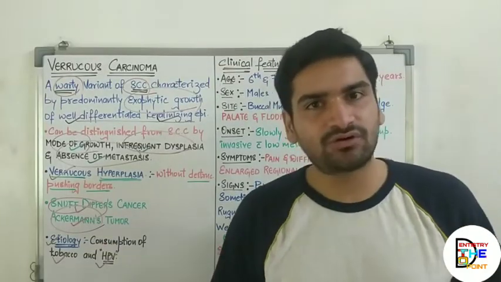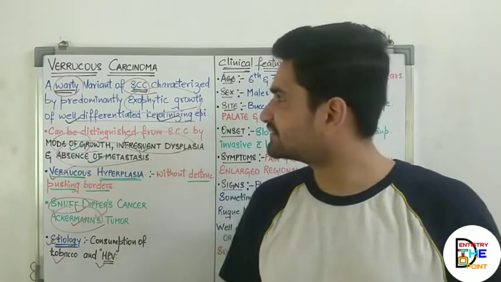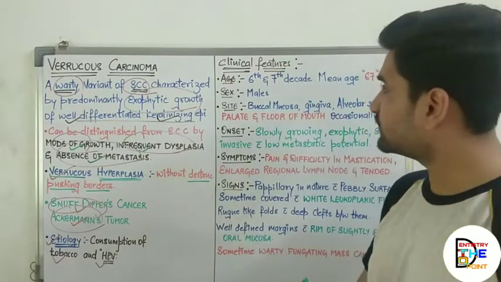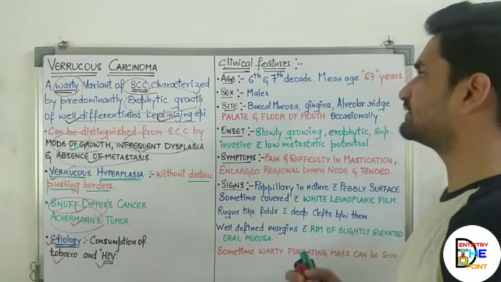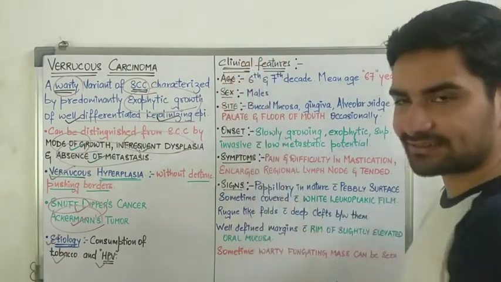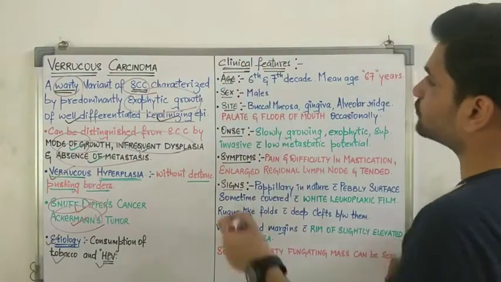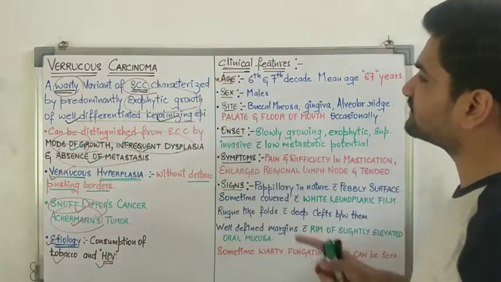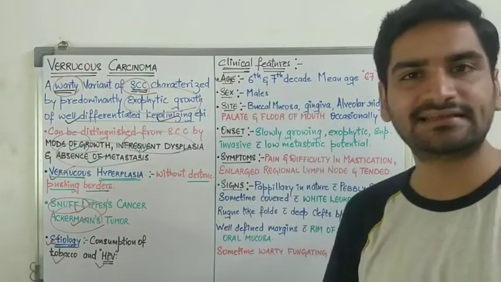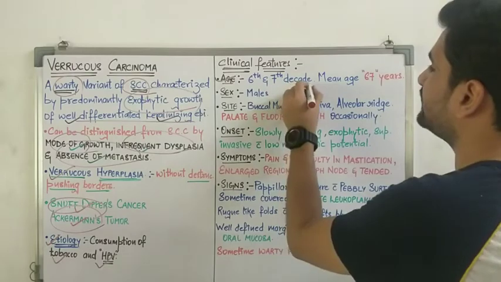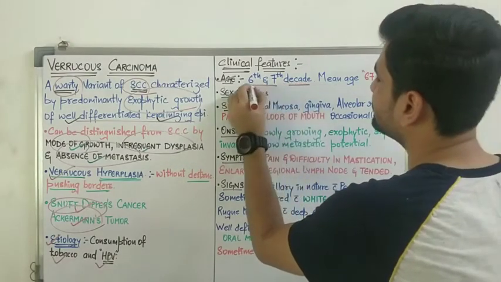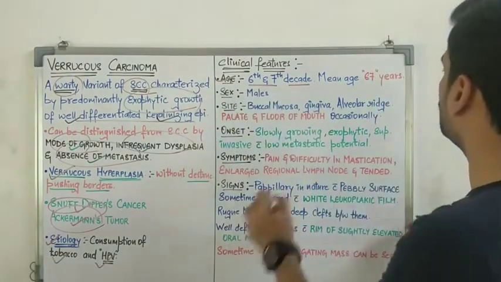Now next, moving on to the clinical features of verrucous carcinoma. So first and foremost, we always discuss the most common age, sex and site. Which is the most common age associated with verrucous carcinoma? It is most commonly seen in the 6th and 7th decade of life. In which decade? It is most commonly seen in the 6th and 7th decade of life.